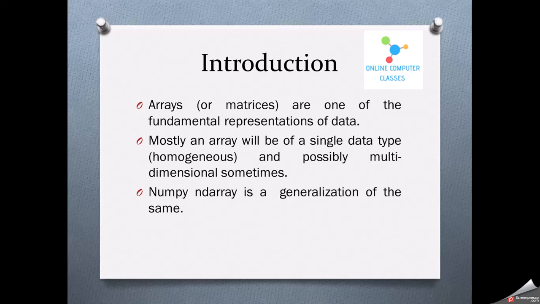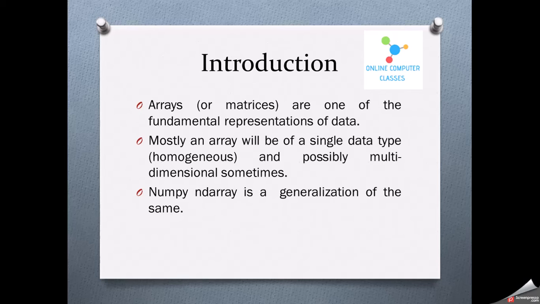Well, now what is array? Array is a fundamental representation of data. We also call it matrices because we do all the numerical operations on it, and in almost all languages, whether it is Java, MATLAB, or Python, we always represent it as a matrix. But what is the main property of array?